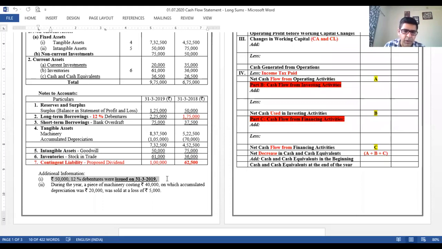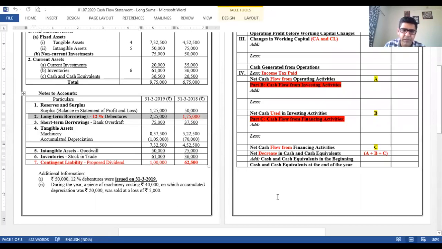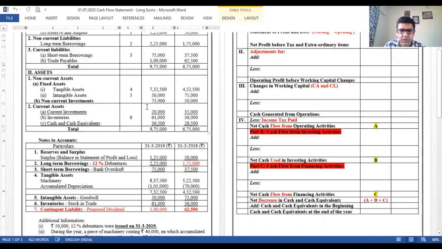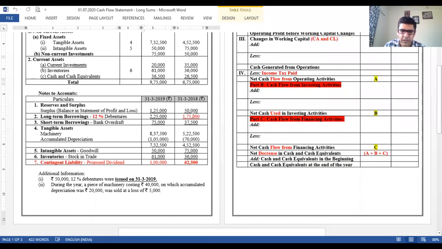Let us see the long-term borrowings. I can see in notes to accounts also, it was 175,000 earlier, and now it is 225,000. Again, the year to be checked, 18 and 19. Yesterday also I told you the year generally is the current year and then the previous year. Over here also the same way. So the previous year amount was 175,000 and the current year amount is 225,000.